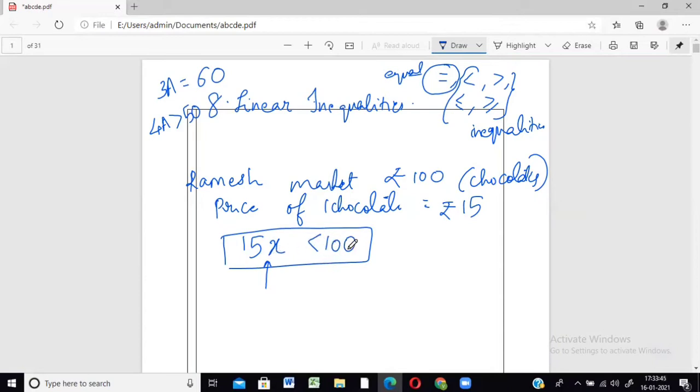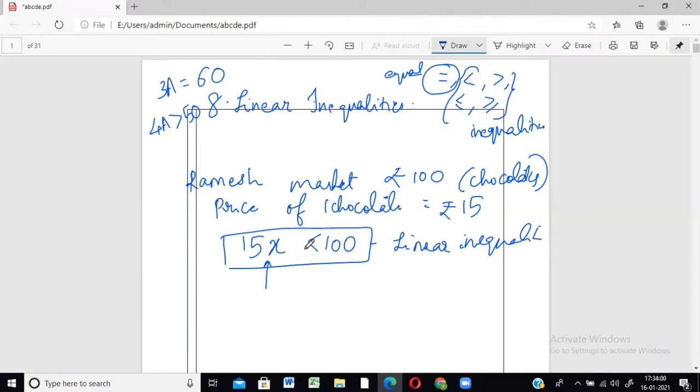Okay, the amount should not exceed 100. मतलब 100 से ज़्यादा नहीं होना चाहिए prices of the chocolate. So this is the major linear inequality when we consider this case of Ramesh buying chocolates. Okay. Now, this was only one variable.